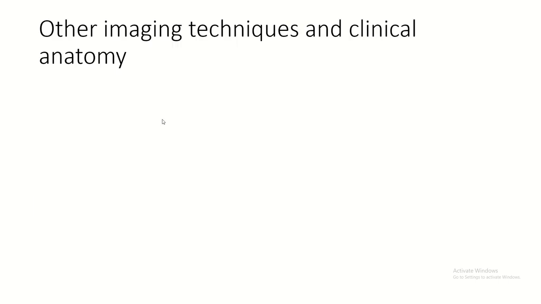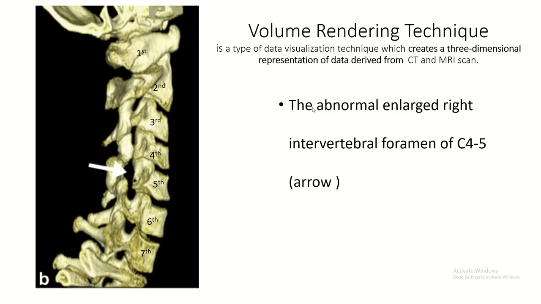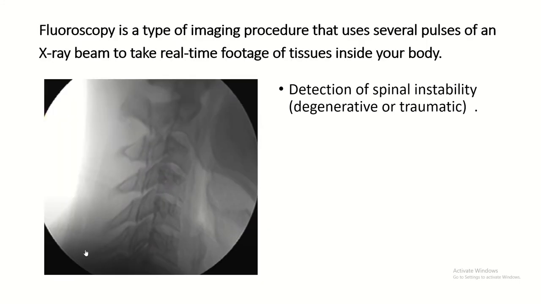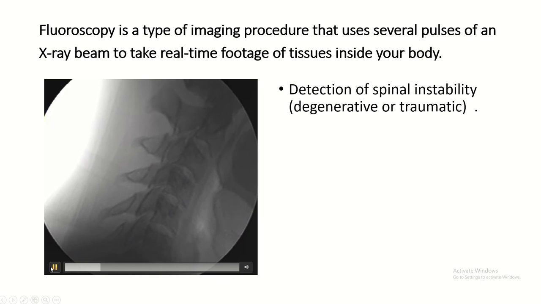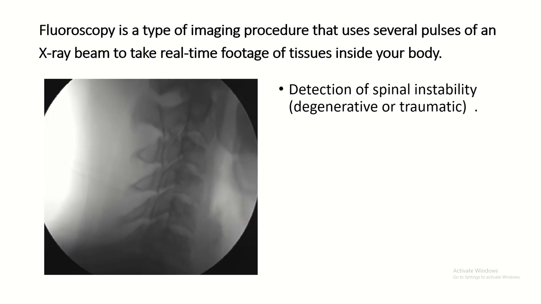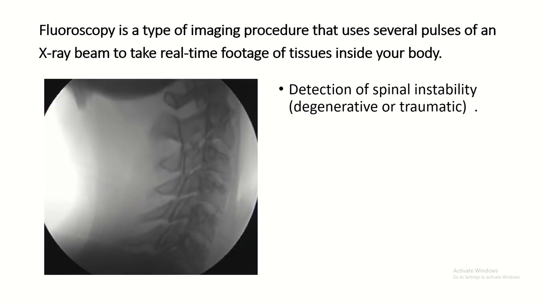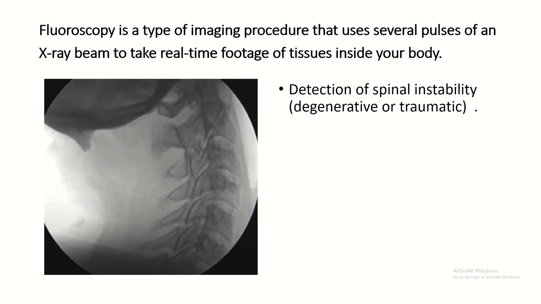This is another imaging technique. The volume rendering technique is a type of data visualization technique which creates a three-dimensional representation of data derived from the CT and MRI scan. The abnormal enlargement of the right intervertebral foramen, cervical 4 to 5. Fluoroscopy is a type of imaging procedure that uses several pulses of an X-ray beam to take real-time footage of tissue inside your body. Detection of spinal instability.